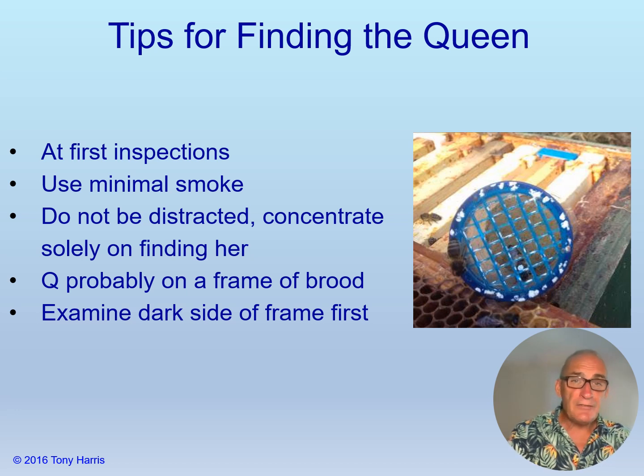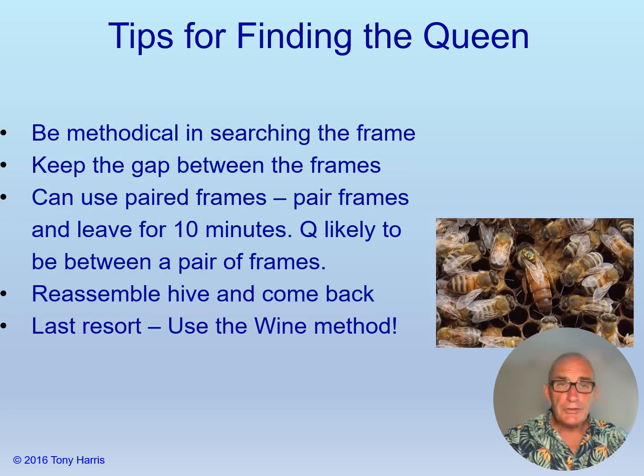Examine the dark side of the frame first, as the queen always likes to run into the dark, and by this I mean the side of the frame furthest away from you as you are going through the hive. Be methodical in searching the frame. I look from top to bottom and go along the frame from left to right, methodically. You do whatever is good for you.